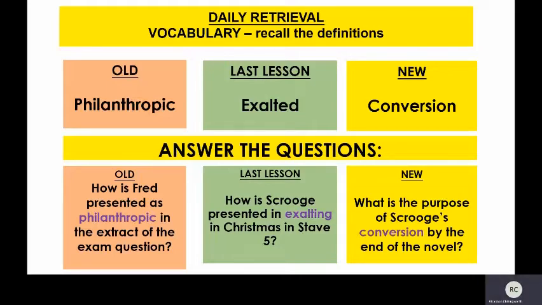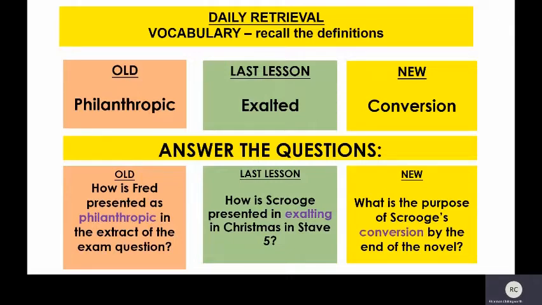Last lesson we looked at exalted and we looked at the start of stave 5. How is Scrooge presented as exalting in Christmas in stave 5? So think about what it means by exalt or exalting. How is he shown exalting in the festive season of Christmas in the section we read yesterday?